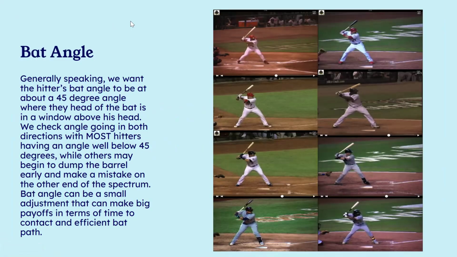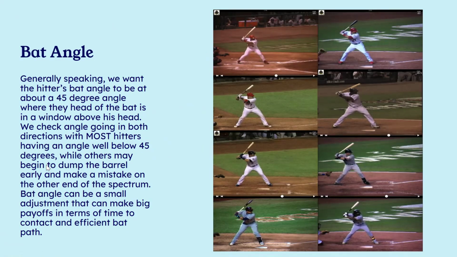Bat angle, generally speaking, we want our hitter's bat angle to be about a 45-degree angle where the head of the bat is in a window above the head. And you guys can take a look at the visuals on the right. Again, you can see that window above the head. There's a little bit of variability here, but not much. Again, you can see if you draw that line pretty much straight down, you're going to see the head of the bat line up with their head.